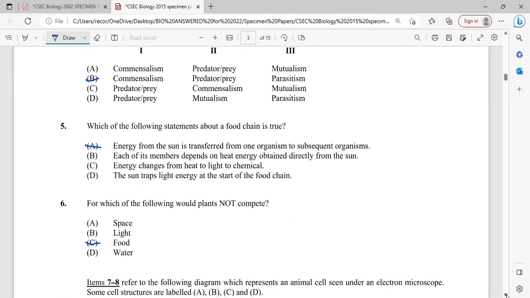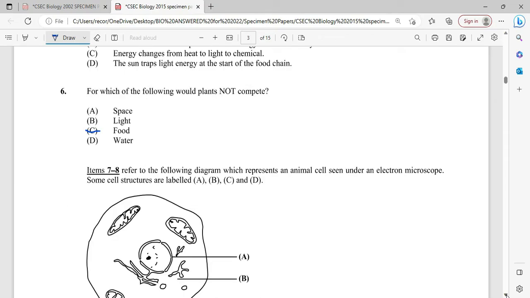Item 5: which of the following statements about a food chain is true? Energy from the sun is transferred from one organism to the subsequent organism. For which of the following would plants not compete? Plants would not compete for food as they are using light energy to make their food.